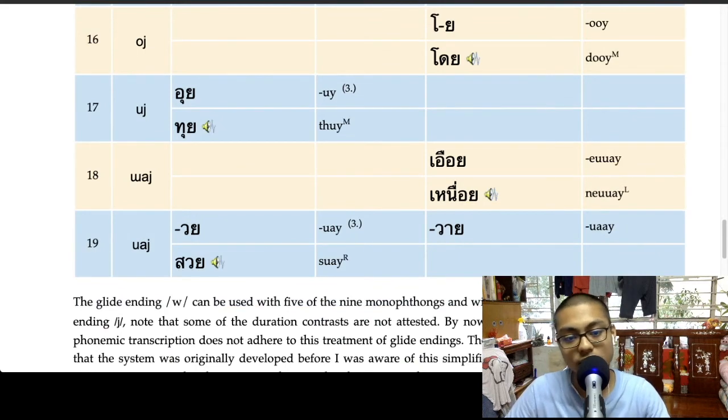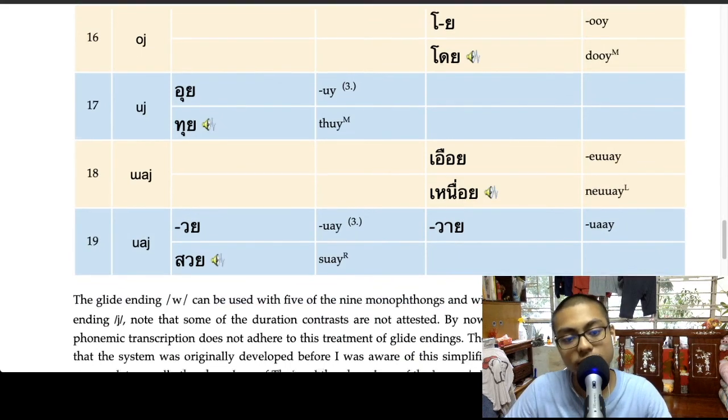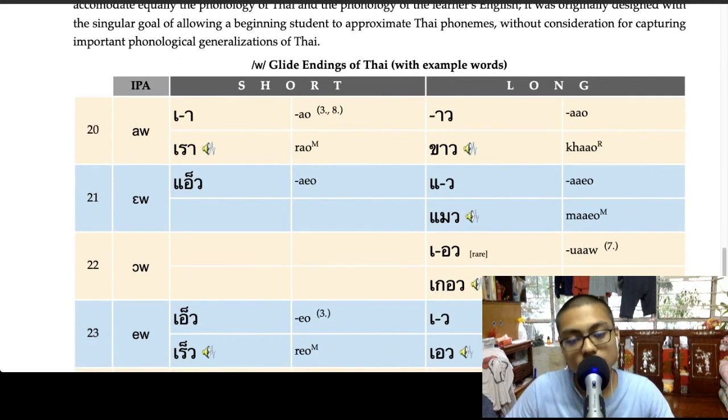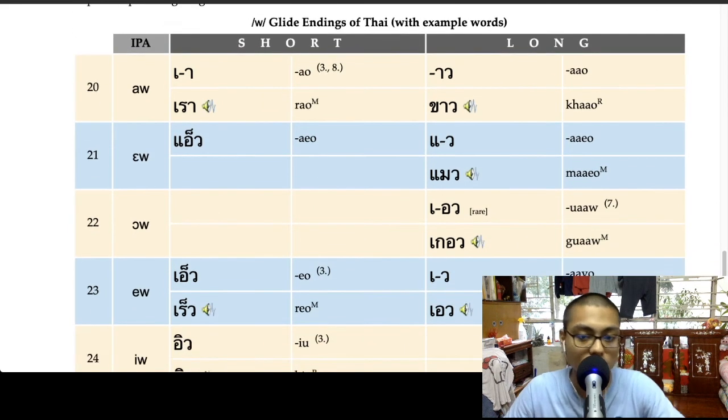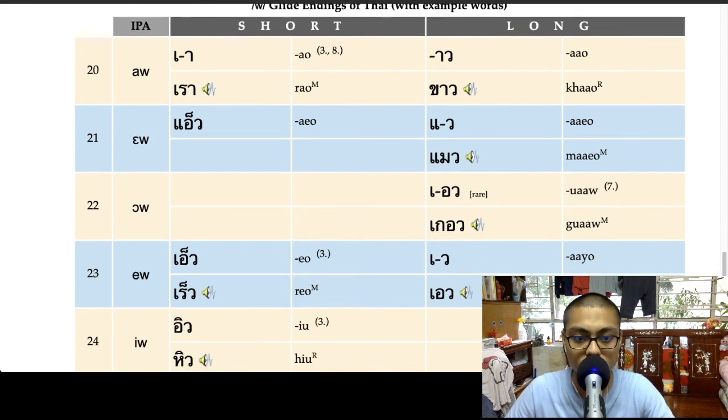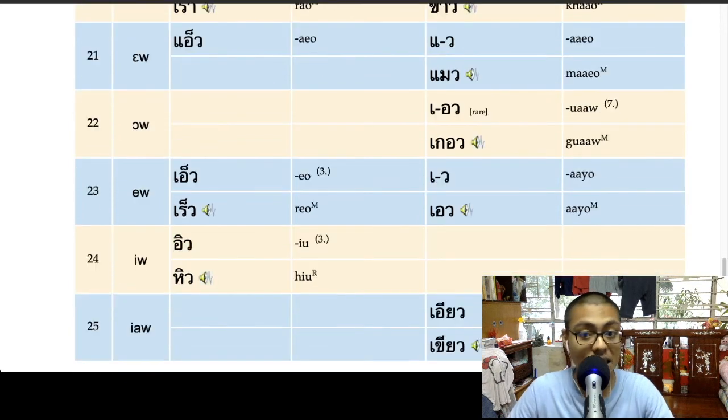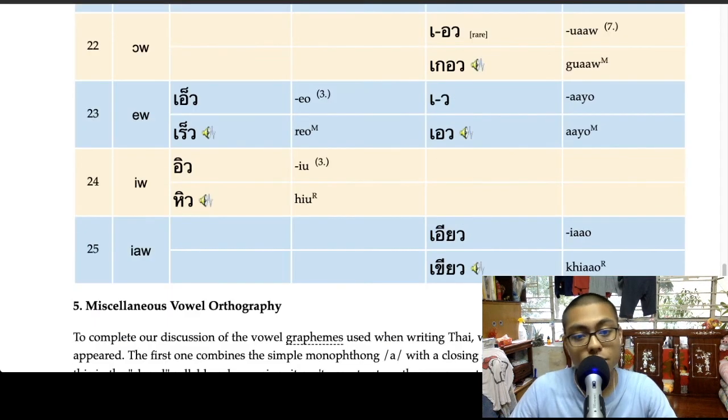19, sala oi. 20, sala au. 21, sala el. 22, sala. Honestly, I don't know how to pronounce number 22. Really, I don't. But it says the sound is very rare, so skip it. 23, sala el.